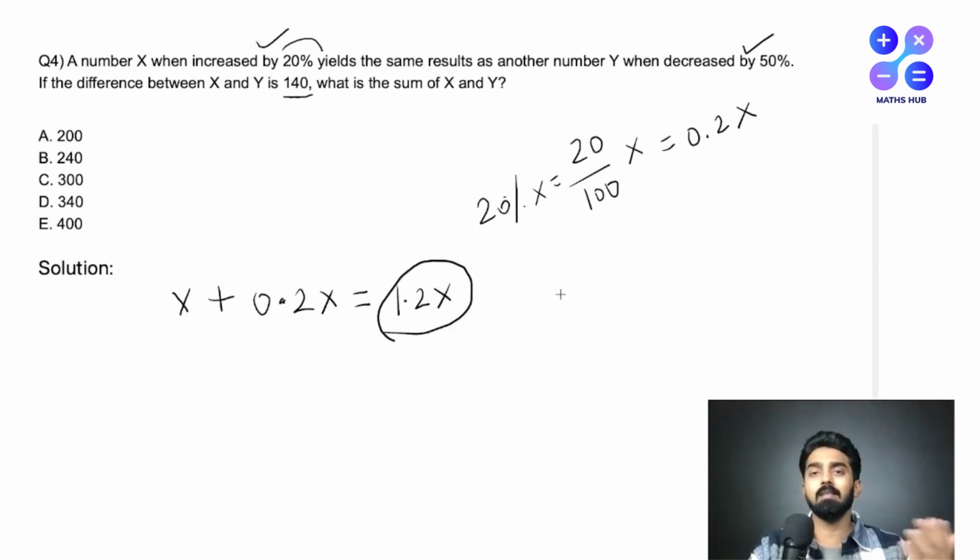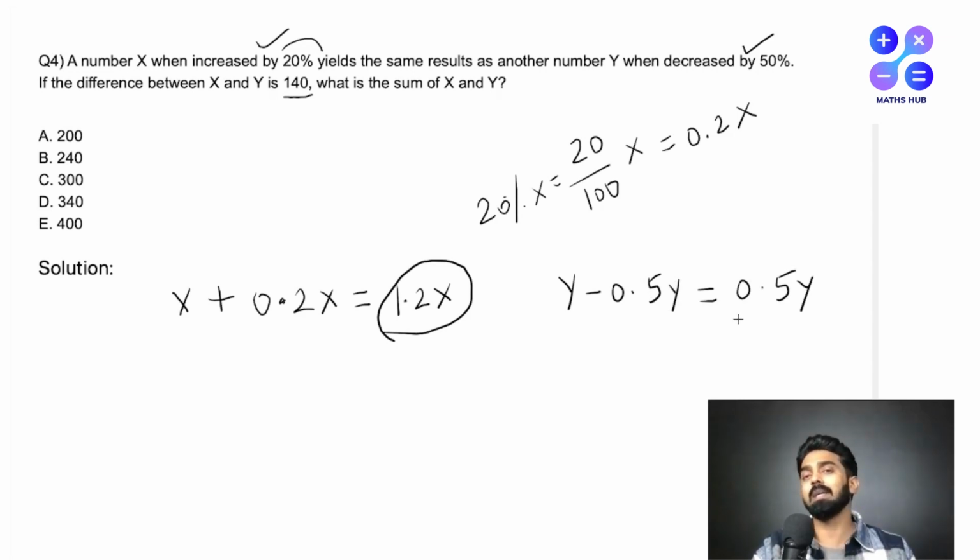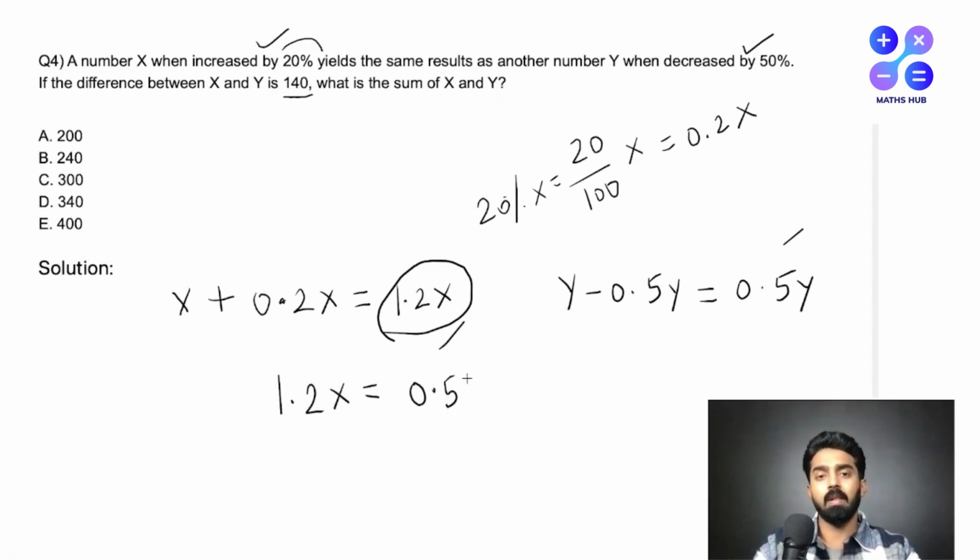And what is a decrease of 50%? So 50 by 100, 0.5. So anything decreasing by 50% will reduce by 0.5, so that means minus 0.5y, right? You're getting that, right? When you decrease something by 50%, it's going to be half of that. It's pretty obvious, right? That's how we get to that number for any percentage value. So now what this question is telling us is that x increased by 20% yields the same result as another number y decreased by 50%. So that means this and this are equal, right? So that means 1.2x is equal to 0.5y.